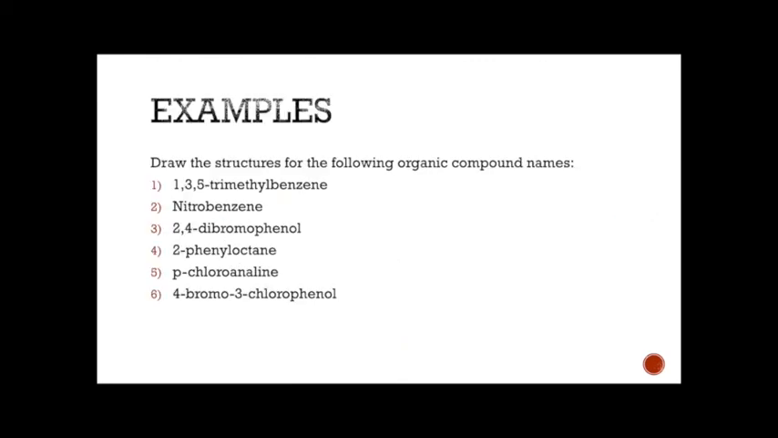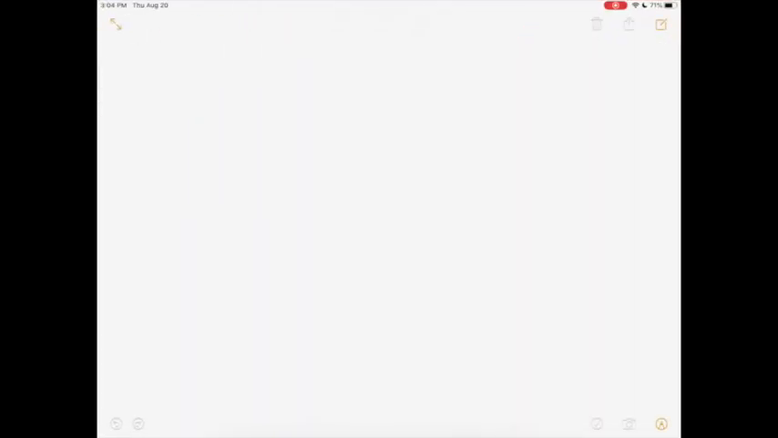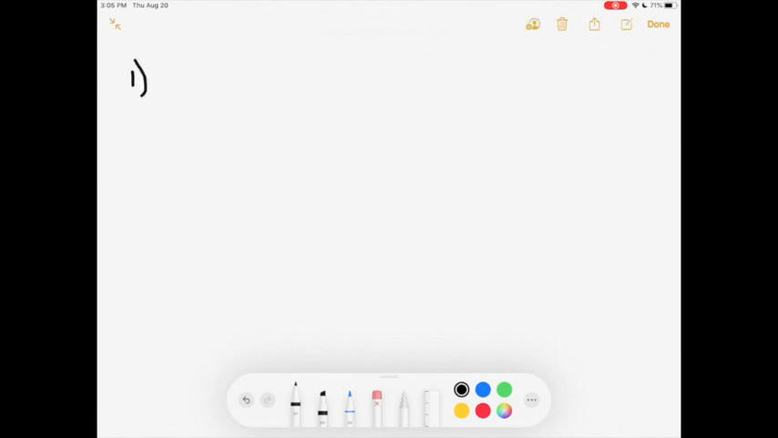Okay, now let's draw these structures. I'm going to go to this real quick and draw them on here. Okay, so first we have 1,3,5-trimethylbenzene. So I'm going to start by drawing my benzene ring. So we have 6 in the ring, and then don't forget your double bonds. Okay, so there's my benzene ring, and I want to put 1,3,5-trimethyl. So there's 3 methyl groups. So here's 1, and that's 2, 3, 4, and 5. So that would be 1,3,5-trimethylbenzene.